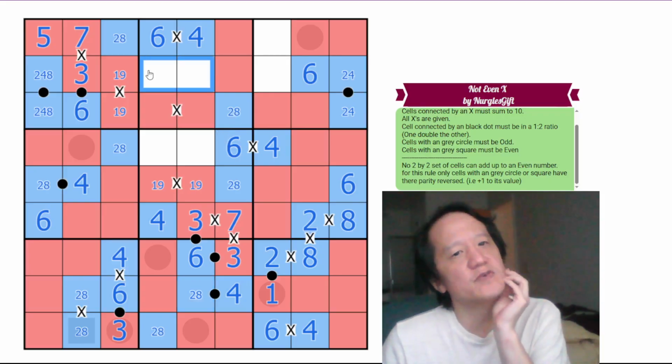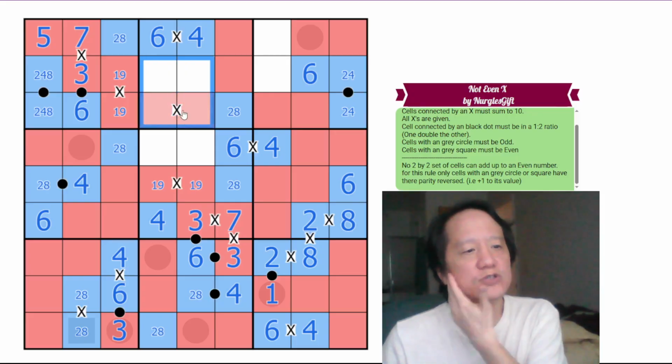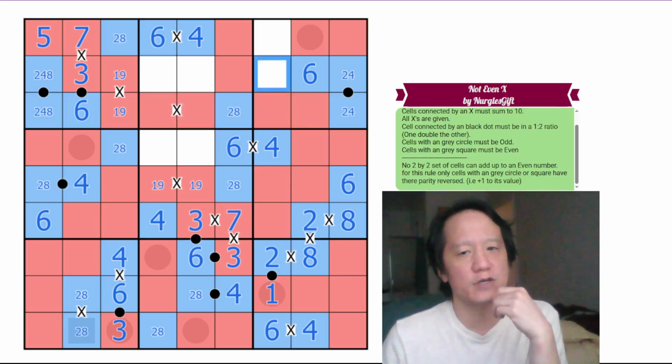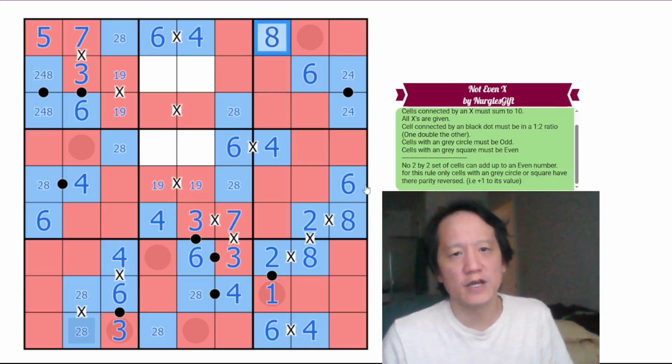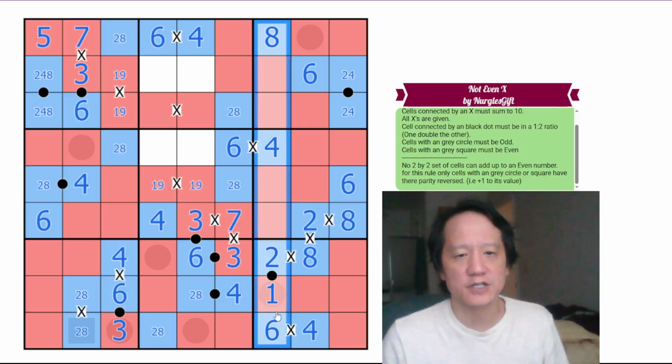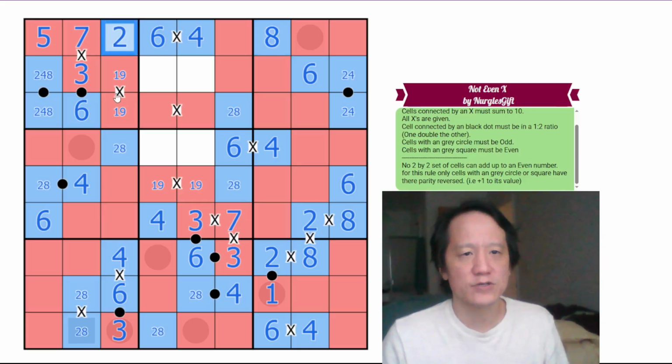One of these is even, one of these is odd to make sure this 2 by 2 area doesn't add up to an even number. So this must be odd here, which forces this to be even here. So this must be an 8 because that's the only even digit left. This 8 eliminates 8 here, so that's 2, which makes this 8, which makes this 2.